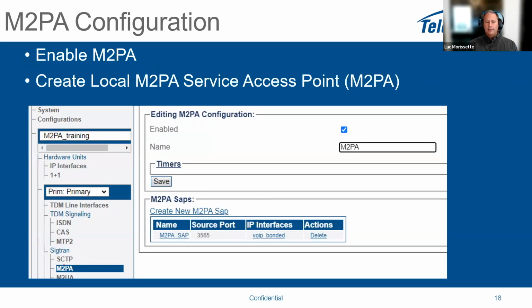Then you need to go to the M2PA section, which is down here. You need to enable this, and the name here, well, we usually just put M2PA. And then you need to create service access points. Okay? So these service access points are your local interfaces to initiate M2PA connections.